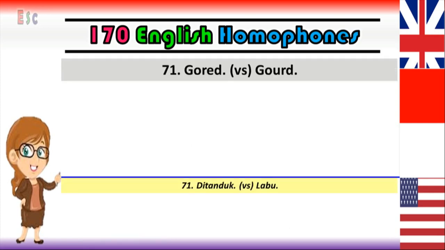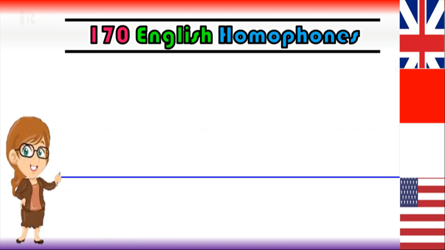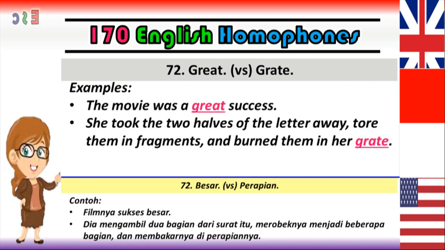71. Gored versus gourd. Examples: he was attacked and gored by a bull. I felt hollow, like a dried gourd, a few loose seeds shaking uselessly inside me. 72. Great versus grate. Examples: the movie was a great success. She took the two halves of the letter away, tore them in fragments, and burned them in her grate.